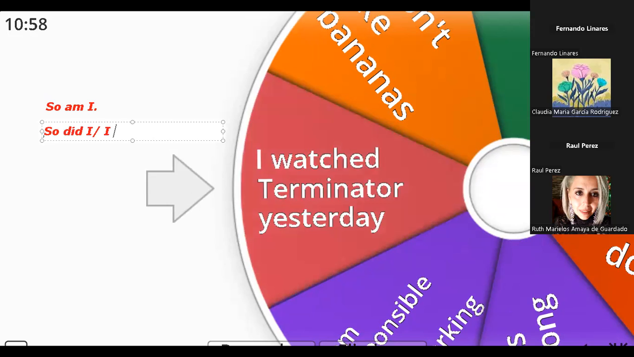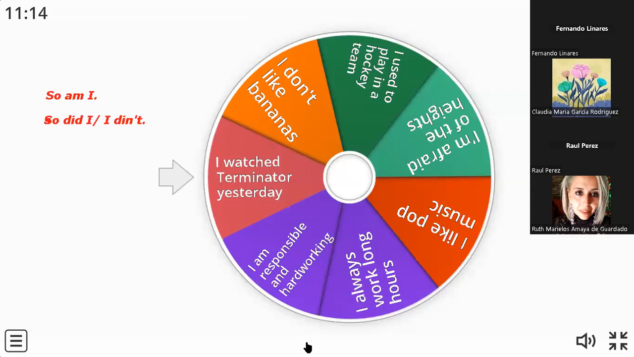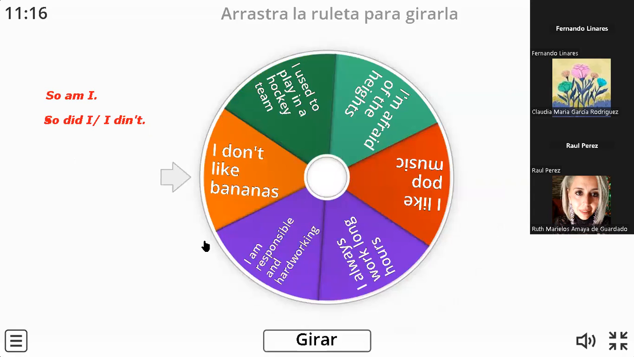But that's not a negative. I didn't. Como no es una negativa, solo decimos lo opuesto. I didn't, right? Yo vi Terminator ayer. Yo no. If you want to agree, you say, so did I. Okay, let's see. Another one. We're almost done.